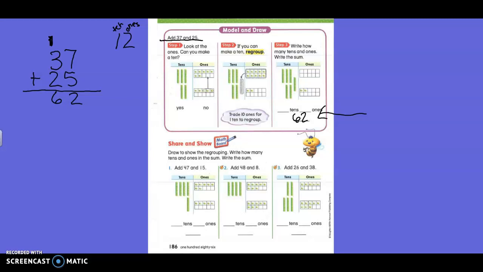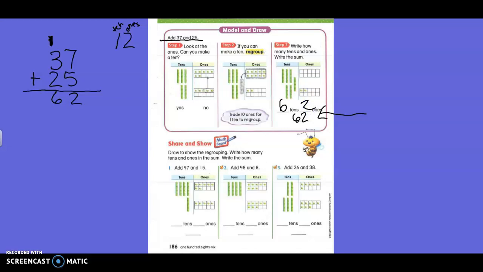How many 10s is that? How many 10s are in 62? Jason? 6 10s. How many 1s are in 62? Lene? How many 1s? 2.